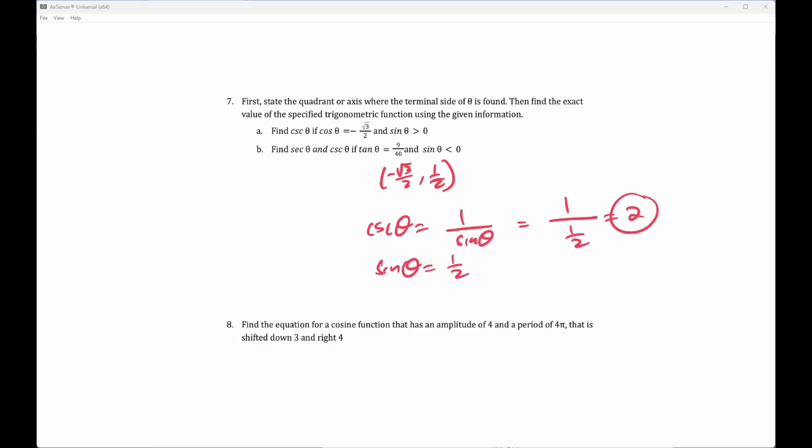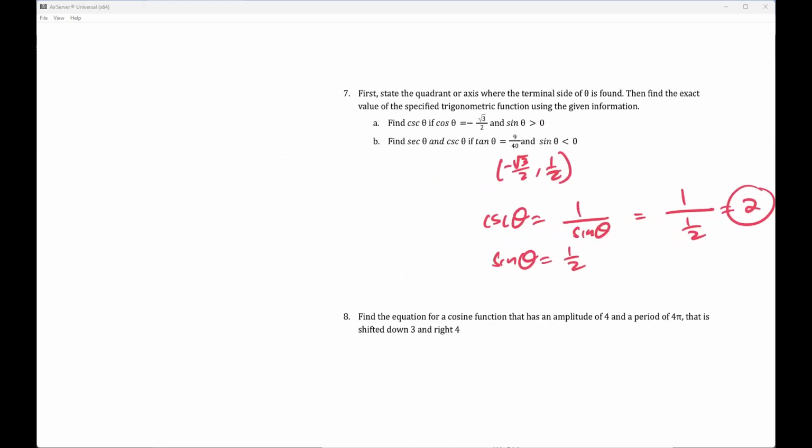All right, and then letter B is find the secant and cosecant. Tangent is 9 over 40. So 9 over 40, and the sine is less than 0. So if the tangent is positive, right, there's no negative, and the sine is less than 0, we're probably at Q3 right here, right? So opposite would be 9, and then the adjacent would be 40. So if you do the Pythagorean theorem, it'd be 41. So both the sine and the cosine would be negative.